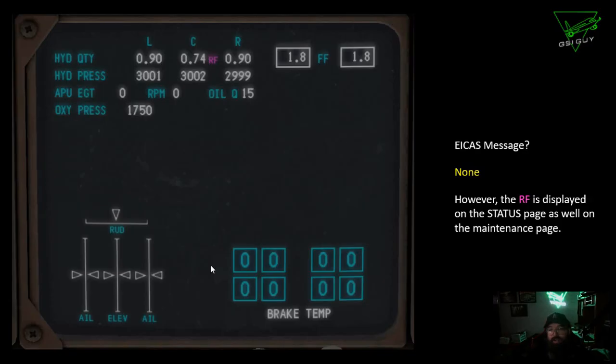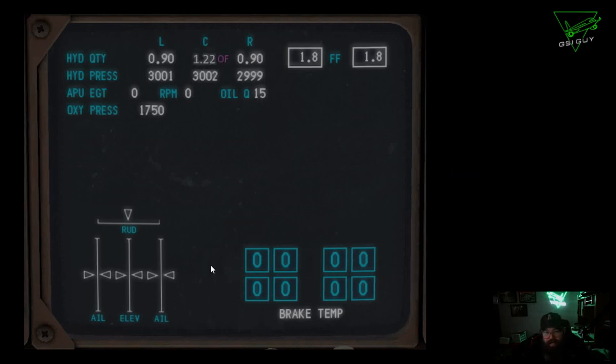Because there are people out there that don't know that there is an overfill indication on here, meaning that the reservoir has too much fluid in it. So that's going to look something like this. Now, granted, in the sim software that I have, I'm not able to overfill the quantity. That's why I kind of had to make my own number, make my own OF to get it to show up there. But 1.22 or above, you're going to get an OF, or an overfull indication, telling me there's too much in here.